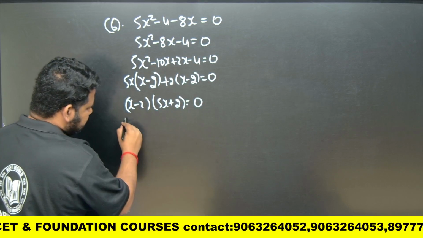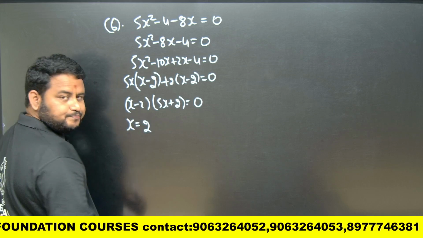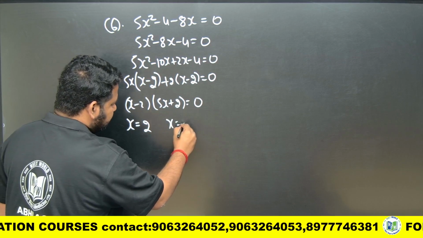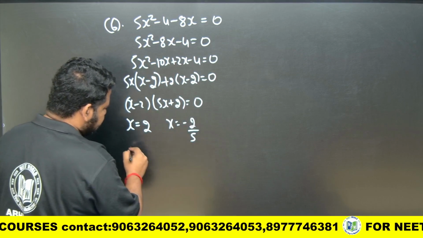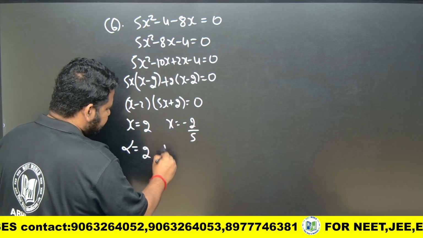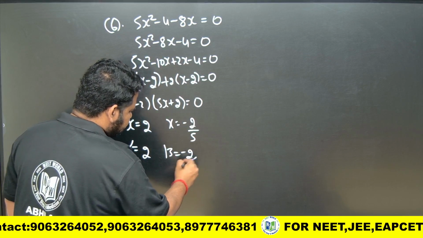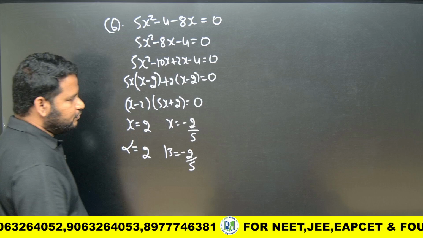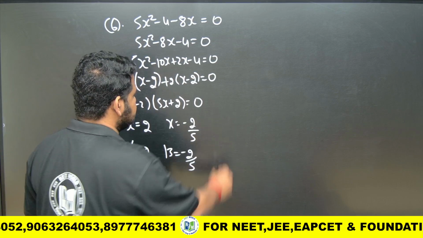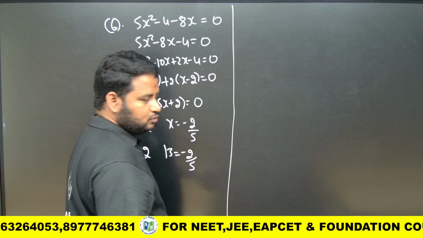Got it? Now x will be equal to what? x will be equal to 2. Okay, and here x will be equal to minus 2 by 5. So alpha will be equal to 2 and beta will be equal to minus 2 by 5. Now we have to do what? Sum of the zeros and product of the zeros. I will not write the full form. Anyways, you know how to write the full form.